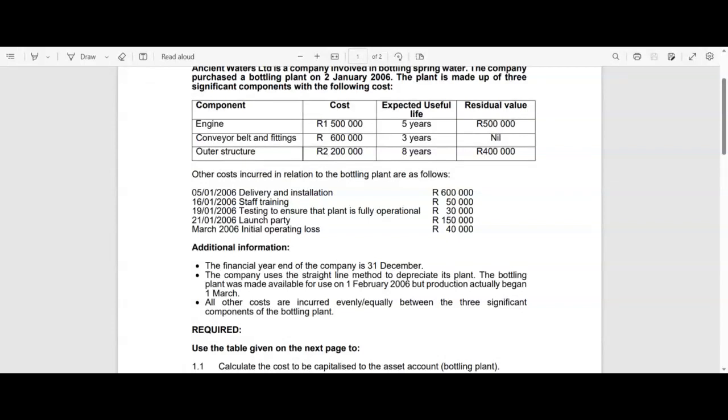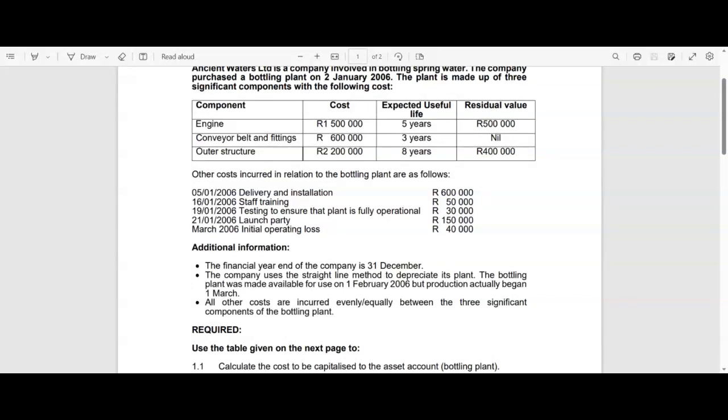Now, the second box that we've got to tick, ladies and gentlemen, can those components be separately replaced? Can we take out the engine and put in a new engine? Can we get rid of the conveyor belt and install a new conveyor belt? Again, the answer is yes. Same with the outer structure, right? So they can be replaced separately.